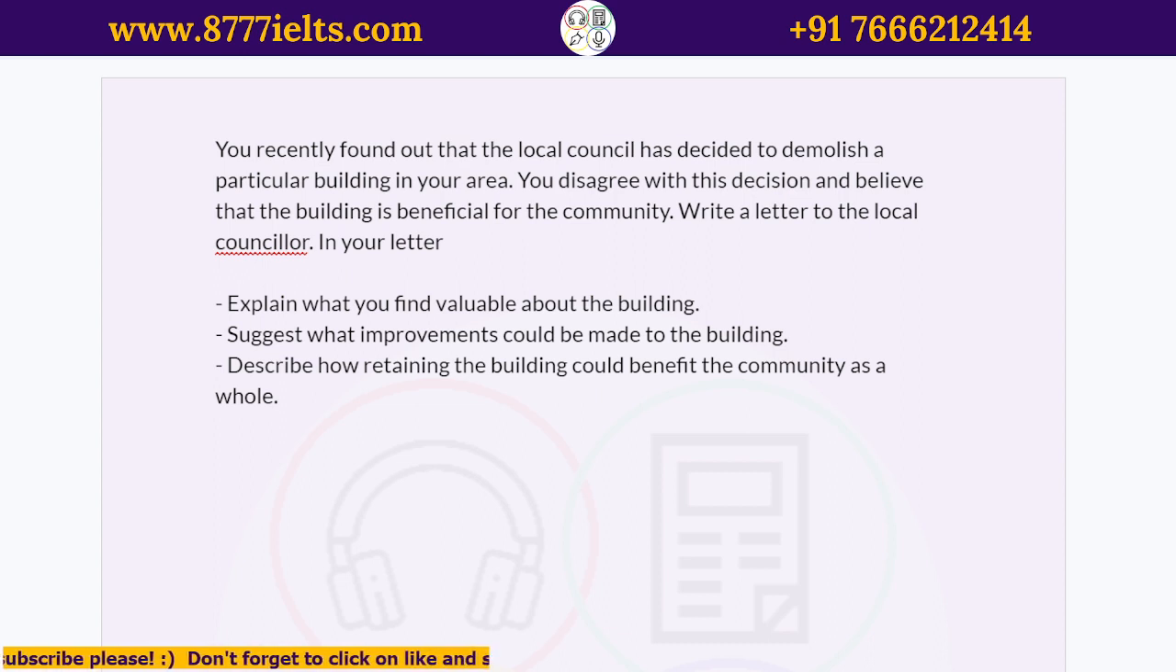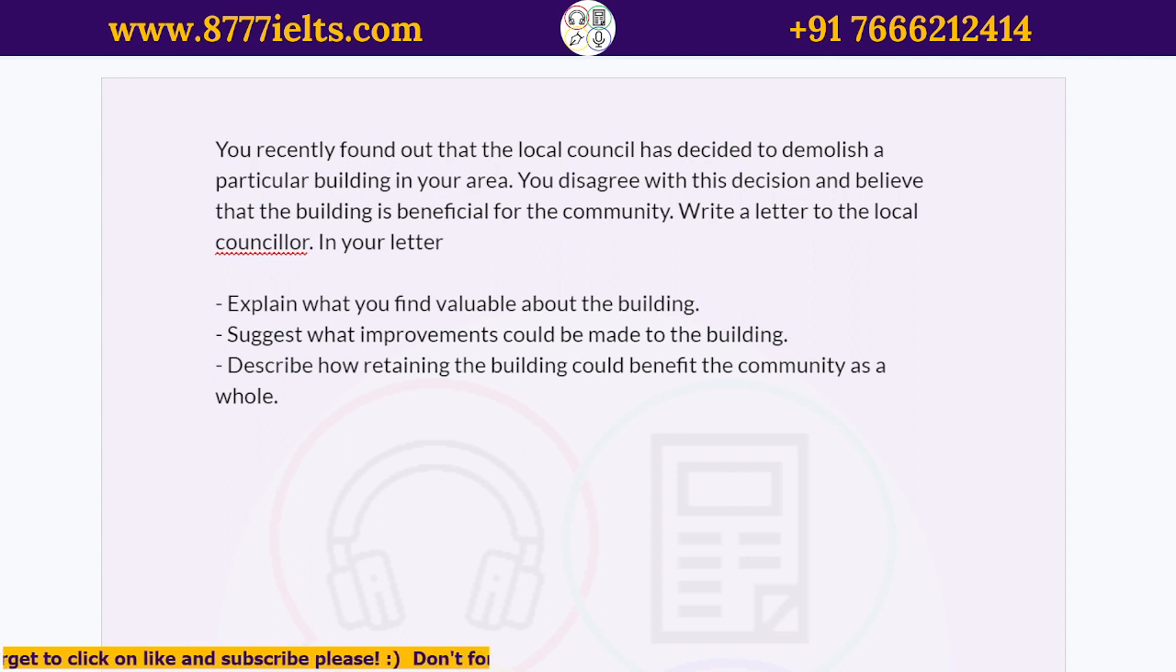You recently found out that the local council has decided to demolish a particular building in your area. You disagree with this decision and believe that the building is beneficial for the community. Write a letter to the local councillor. In your letter, explain what you find valuable about the building. Suggest what improvements could be made to the building. Describe how retaining the building could benefit the community as a whole.